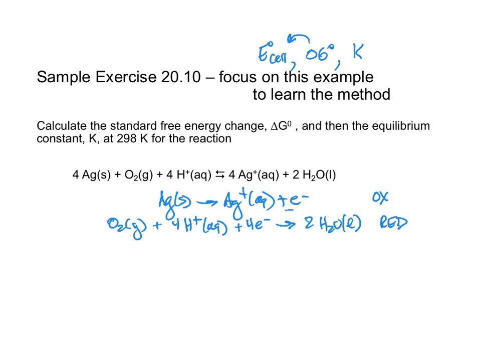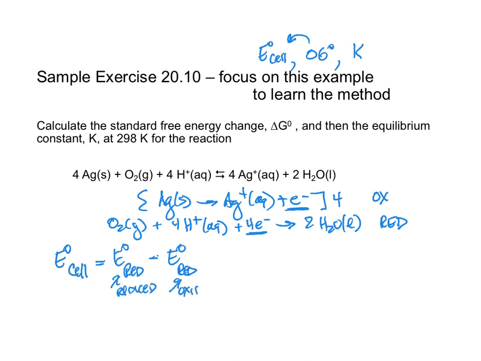When I compare these two equations, I see one electron here, I see 4 electrons here, and when I multiply the oxidation equation by 4, I will be matching the number of electrons. Trust me, if you add them together, you will get the chemical equation. What I want to do here is show you how to calculate the E0 of this cell. It is just the E0 reduction for what is being reduced minus the E0 reduction for what is being oxidized. So here it is the reduced, and here it is the oxidized. You would be taking those numbers out of a table.